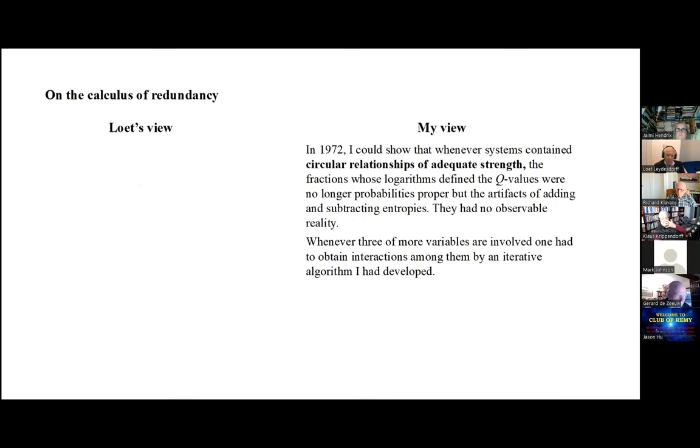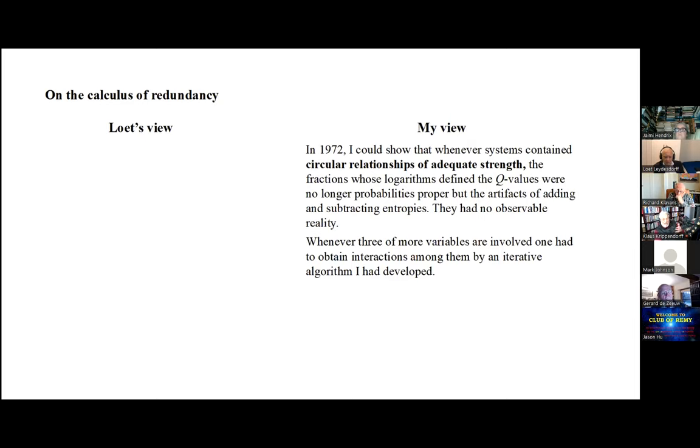And so in 1972, I could show that whenever a system contains circular relationships of adequate strength, then the fractions on which the logarithms are computed are no longer probabilities. That means the interaction term, as calculated by the sums and differences of these various kinds of things, is no longer reality. It's something else. It's really an artifact of the way it's calculated. And I don't think that means anything.